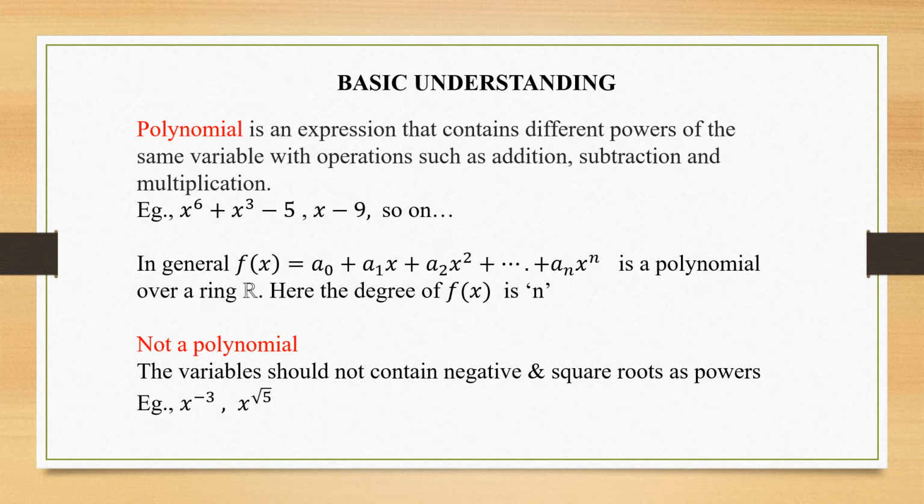Now you should know the concept of what is not a polynomial. When can I not call an expression a polynomial? The powers of the variable should not be negative or square roots. That's very particular because you should not have negative powers, minus 3, minus 5, minus 10 or whatever it may be, and square roots also. So you can have only positive powers, right? Is that clear?